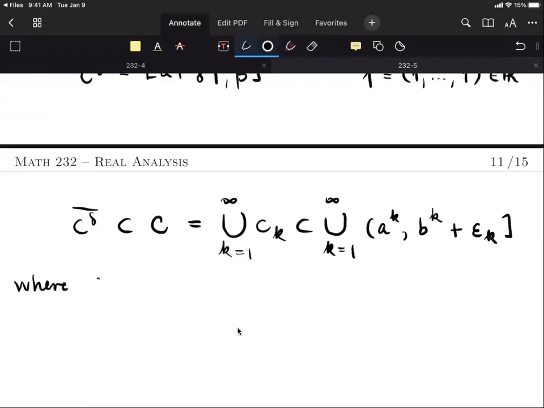Where epsilon sub k is what? Epsilon times B sub k minus A sub k.